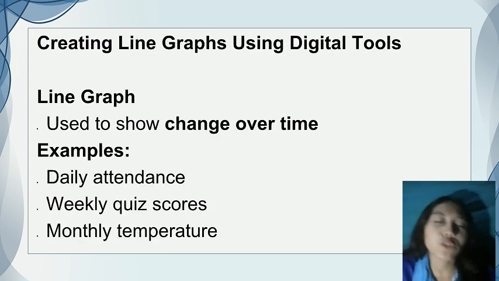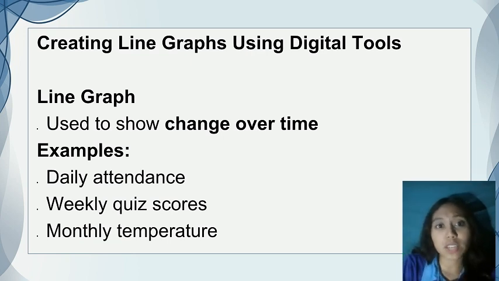Now, creating line graphs using digital tools. A line graph is used to show change over time, for example daily attendance, weekly quizzes, or monthly temperature. For example, you can use a line graph to show how the temperature changes each day over a week. The line goes up when the temperature increases and down when it decreases.